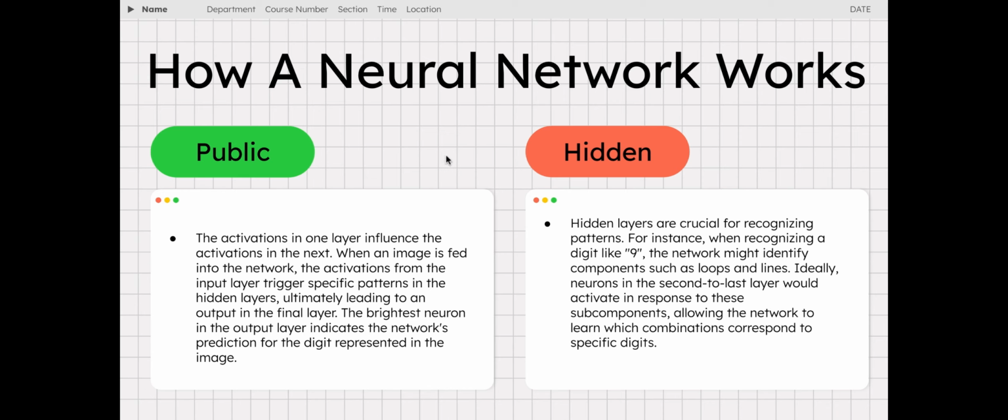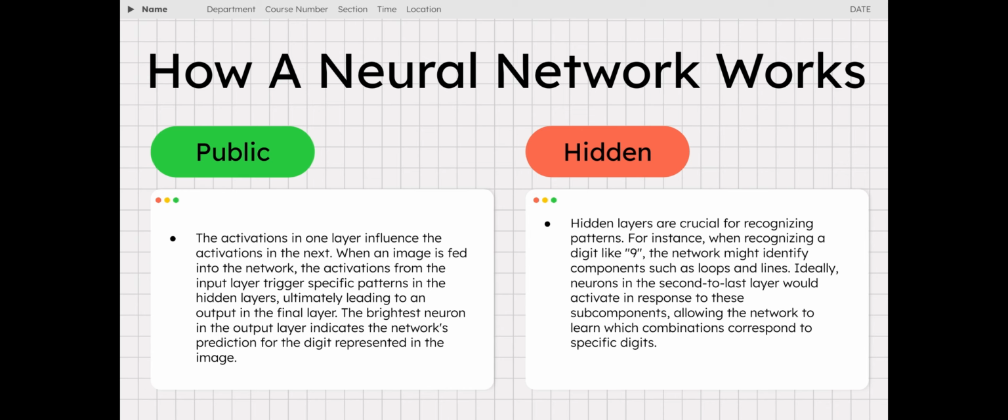The hidden layers are crucial for recognizing patterns. For instance, when recognizing a digit like 9, the network might identify components such as loops and lines. Ideally, neurons in the second layer would activate in response to these subcomponents, allowing the network to learn which combinations correspond to specific digits.